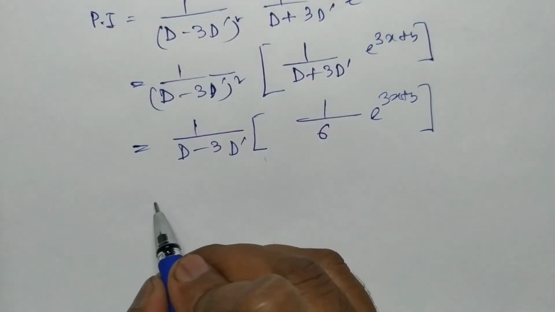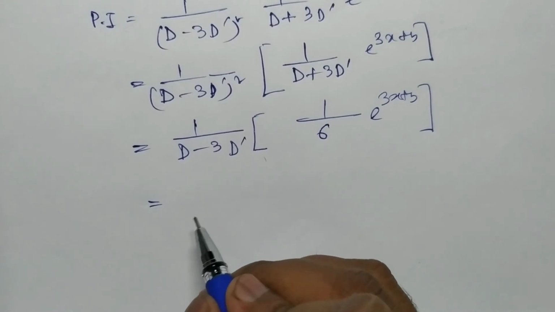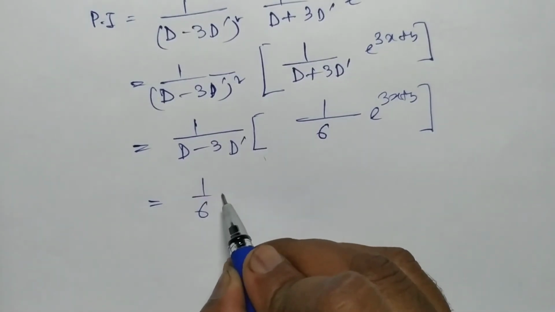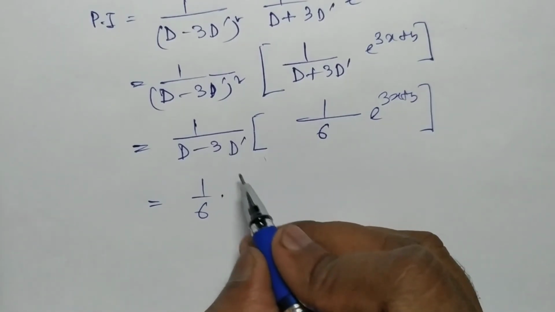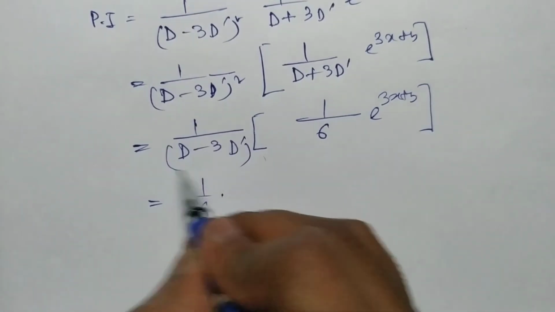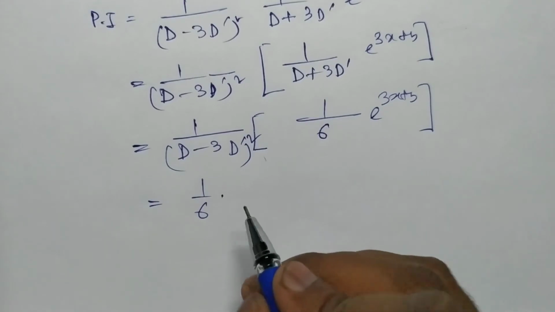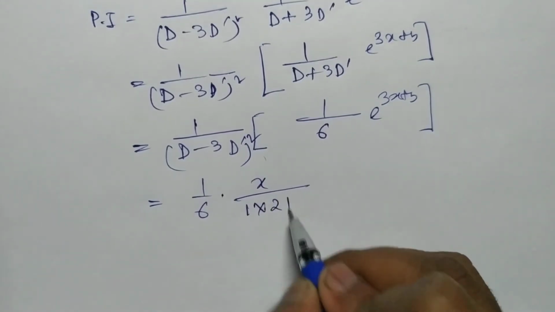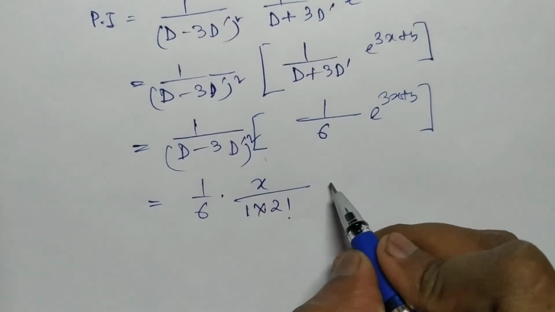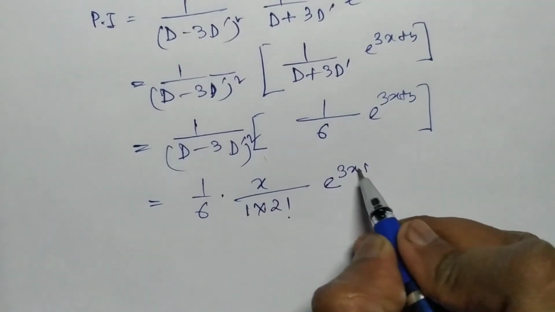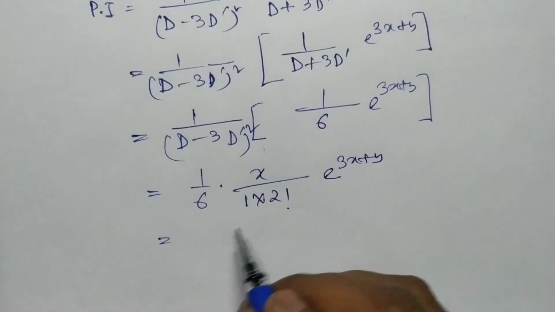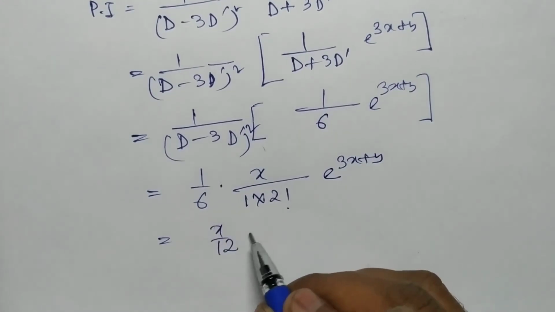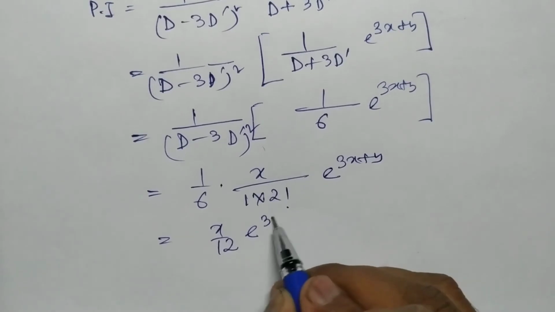And the next part, 1 by 6 comes in front of the whole thing, and sorry, there will be a square, and this is x square over 2 factorial e to the power 3x plus y, so this is x square over 12 e to the power 3x plus y.